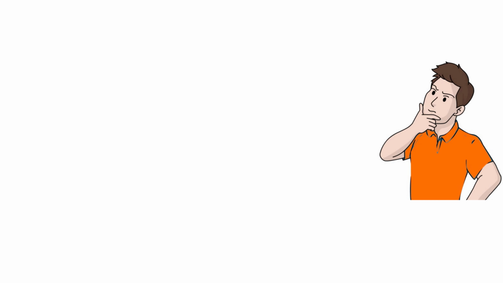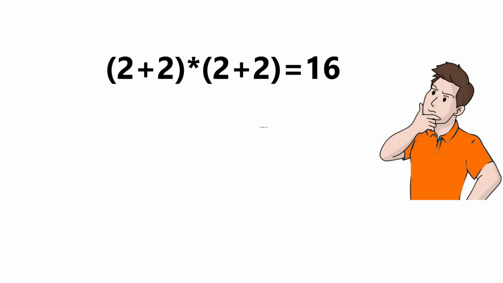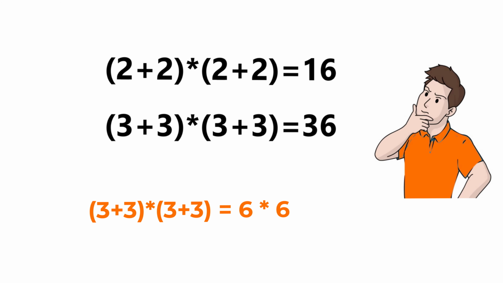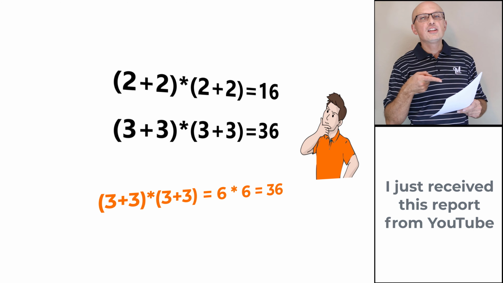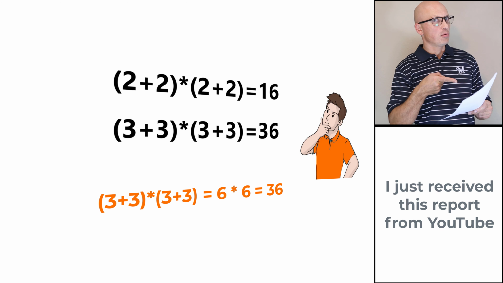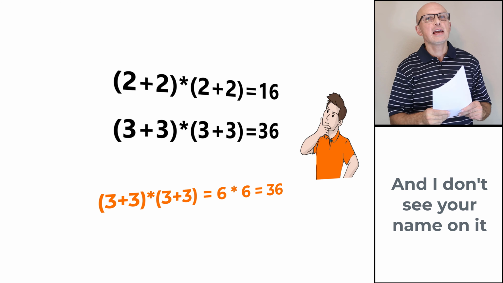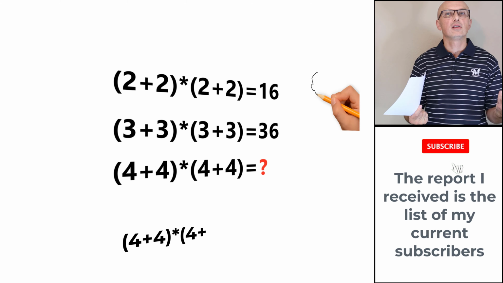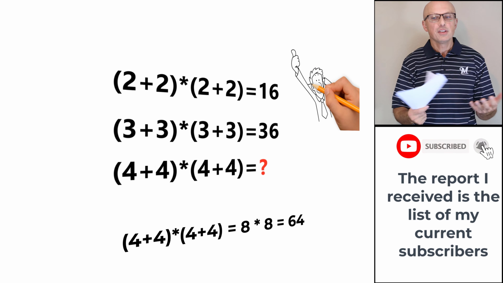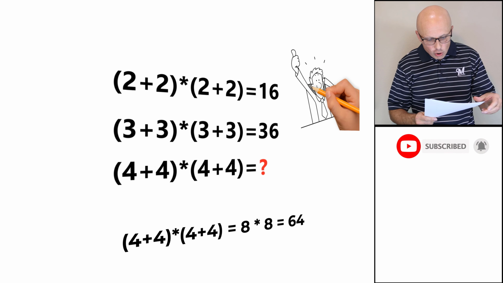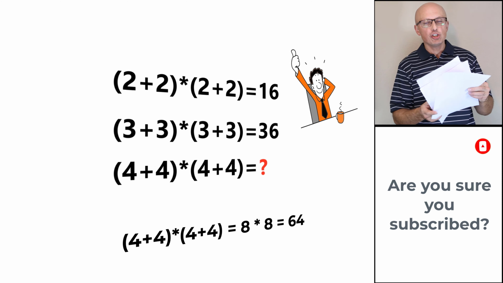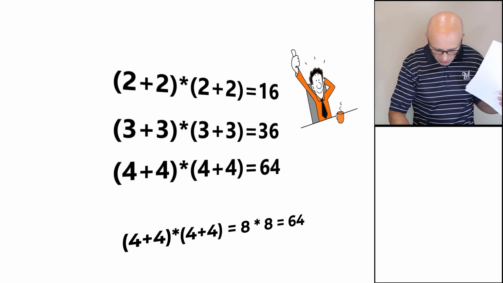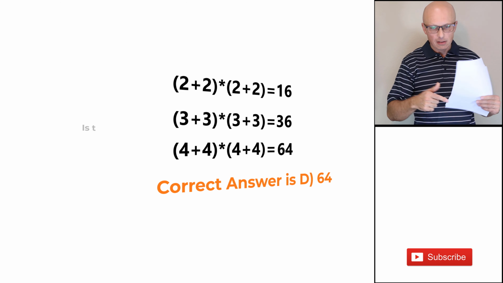Same thing with 3 by 3. If you add in parentheses 3 plus 3, multiply by another set in parentheses 3 plus 3, you will be multiplying 6 by 6 and the result will be 36. So the correct answer here is the set in parentheses 4 plus 4 multiplied by another set in parentheses 4 plus 4, which would be multiplication of 8 by 8, and the end result of this would be 64. So the correct answer here is choice D, 64.